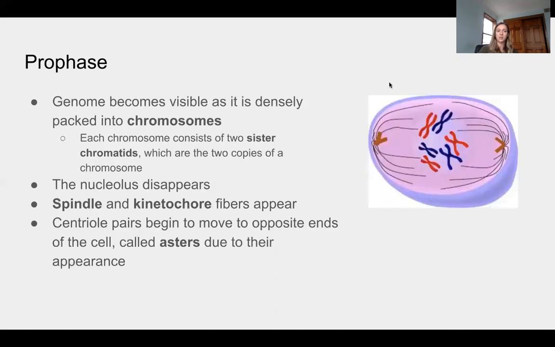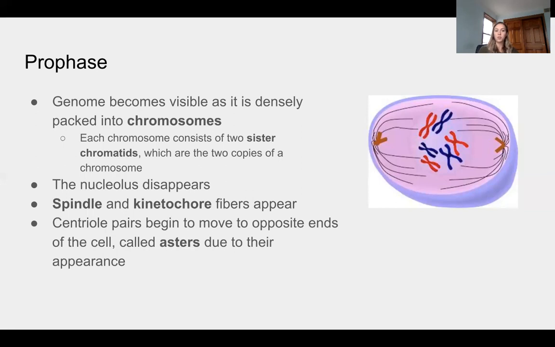So prophase, this is our first step of mitosis. This is where the genome becomes visible, and you think of chromosomes in those nice little X-looking shapes. This is where the genome is packed into chromosomes. I bolded a bunch of terms on here. I think these are keywords that are pretty high yield for the MCAT. So being familiar with them and knowing which words to associate with which step of the cell cycle is super important.